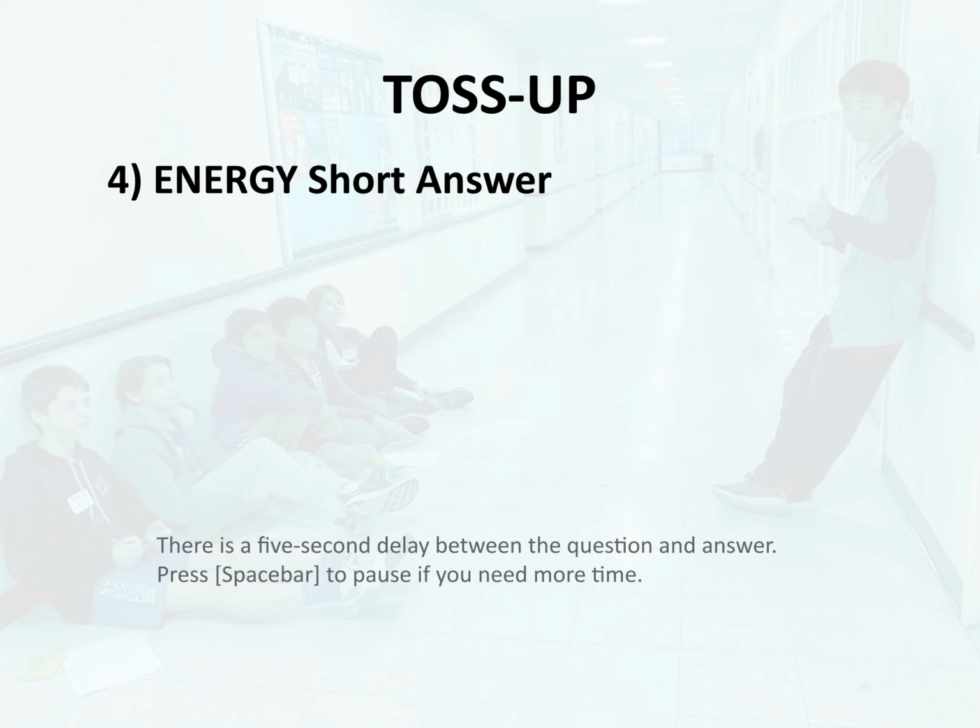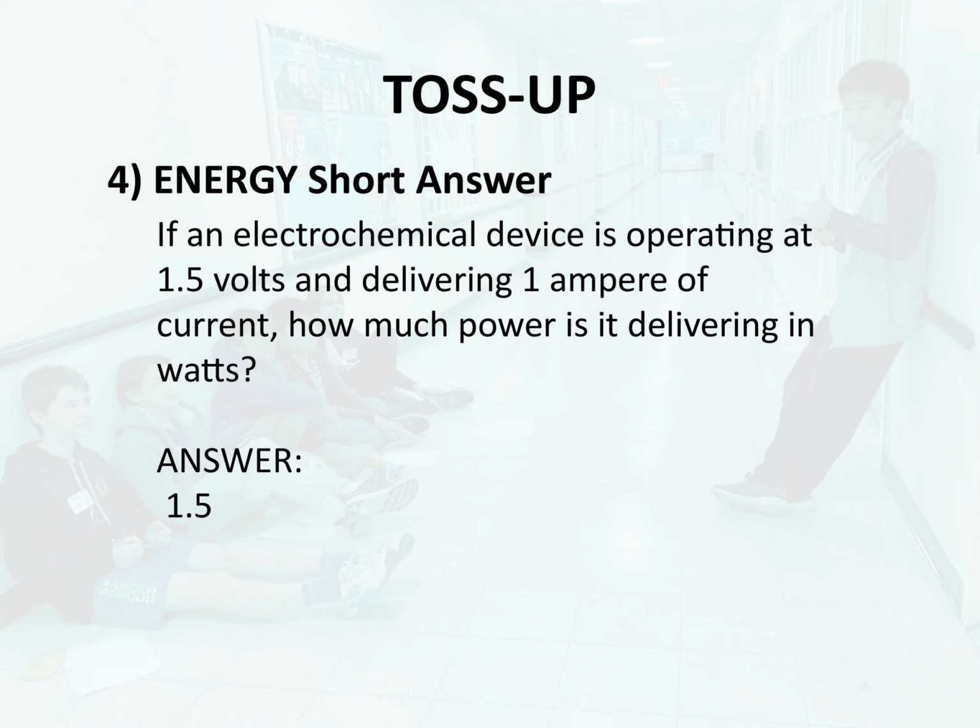Toss-up 4. Energy short answer. If an electrochemical device is operating at 1.5 volts and delivering 1 ampere of current, how much power is it delivering in watts? Answer, 1.5.